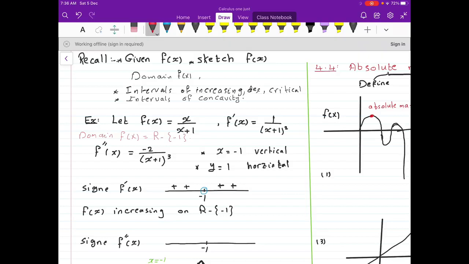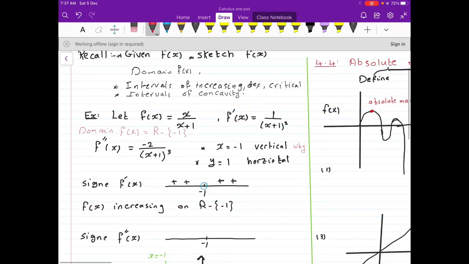لاحظ إنه x equal minus 1 is a vertical asymptote. Why? If you take the limit as x approaches minus 1 from the right or from the left, الجواب infinity or minus infinity. And y equal 1 is a horizontal asymptote. Why? Since the limit of x over x plus 1 as x approaches infinity equals 1. So it will be a horizontal asymptote.